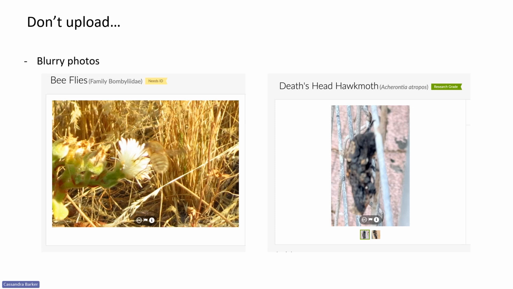So we have the example of the death's-head hawkmoth, which is really easy to see, really easy to identify. And so when you have almost like a gray blob uploaded, it will get to a species identification. However, something like a bee fly or bombyliid, the best you're going to get is a family level identification, which can be quite frustrating to some people when you've gone out into the field and you've put in effort to try and take these images.